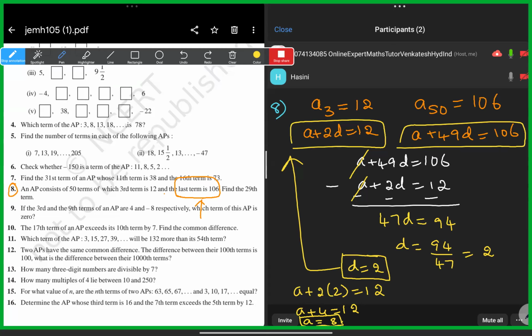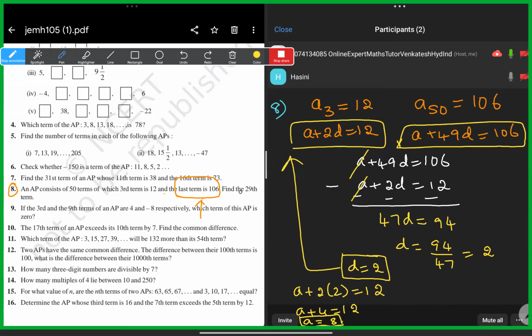Then finally A plus 49D is equal to 106. So A is 8 plus 49D is equal to 106. D already we have got it. Okay, Hasni.